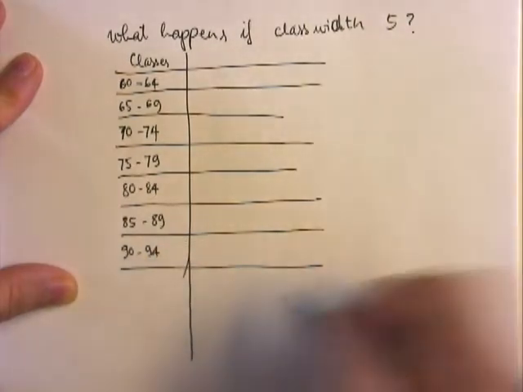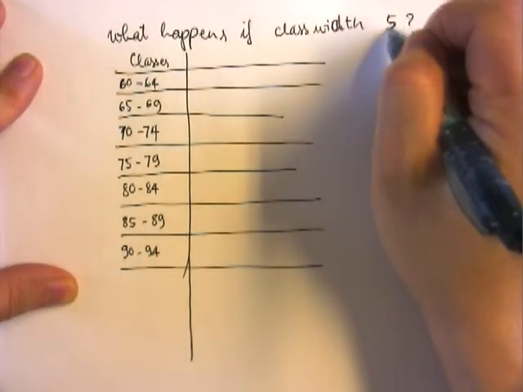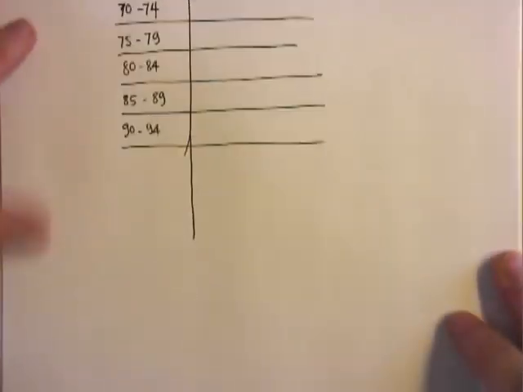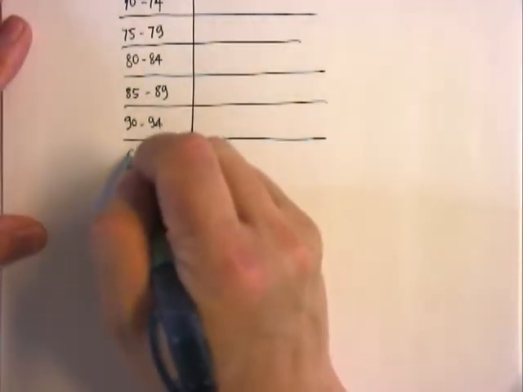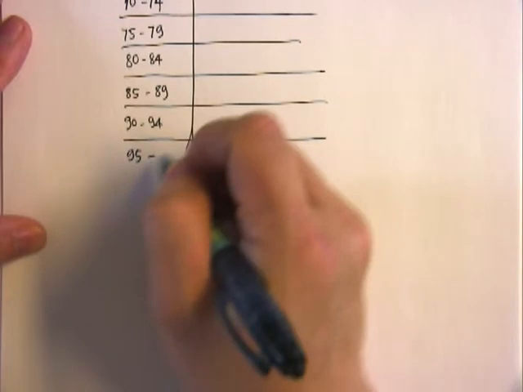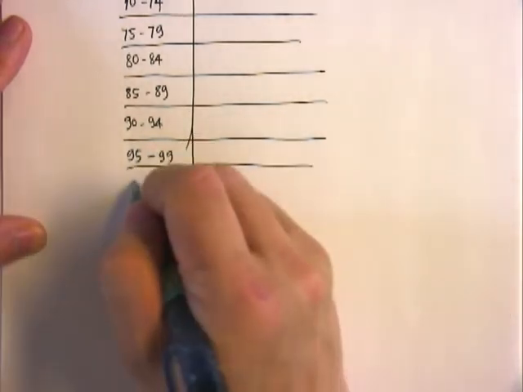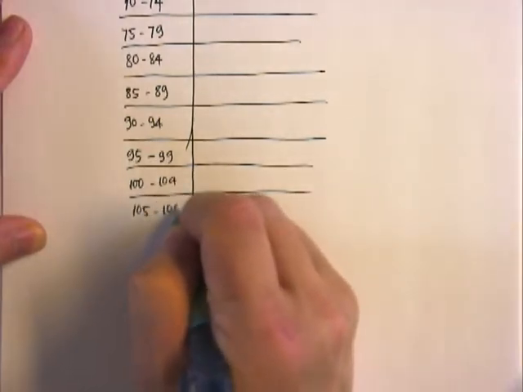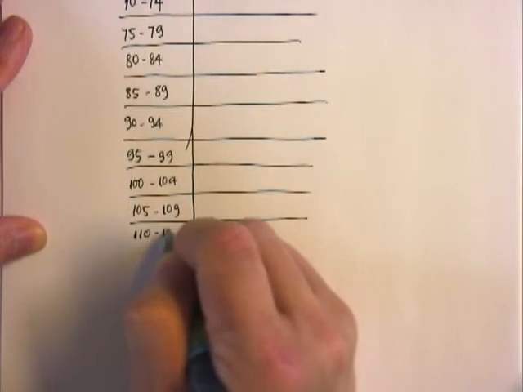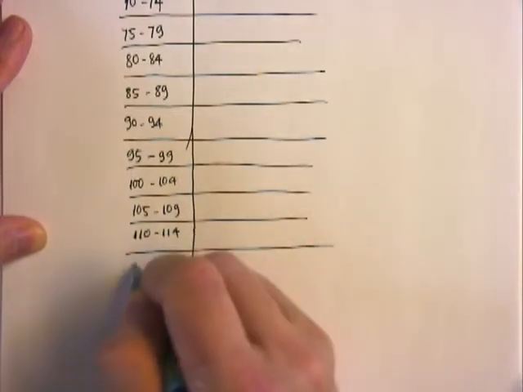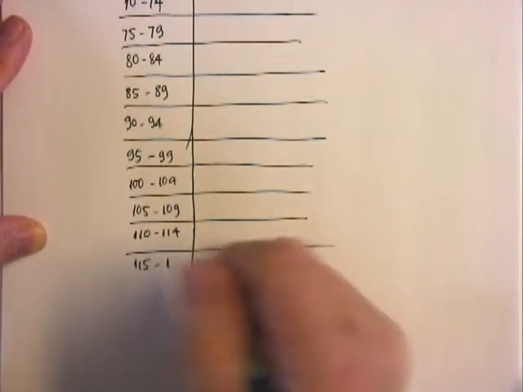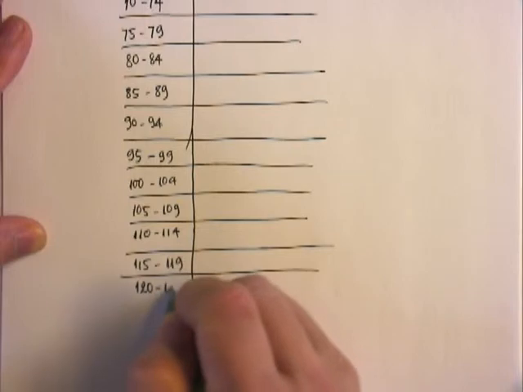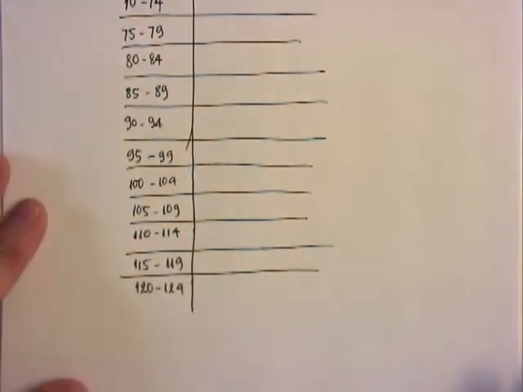You can see that decreasing our class width, making it smaller, is going to produce many more classes for us to draw. So I'm going to have more classes to go: 95 to 99, 100 to 104, 105 to 109, 110 to 114, 115 to 119, and 120 to 124. So I will have many more classes.